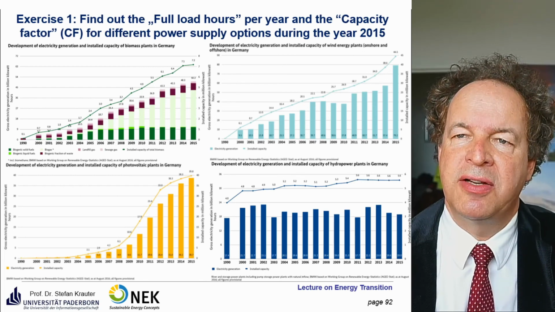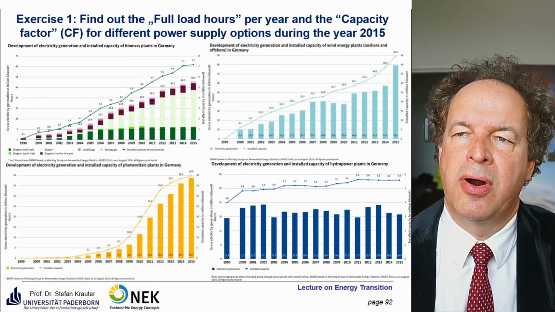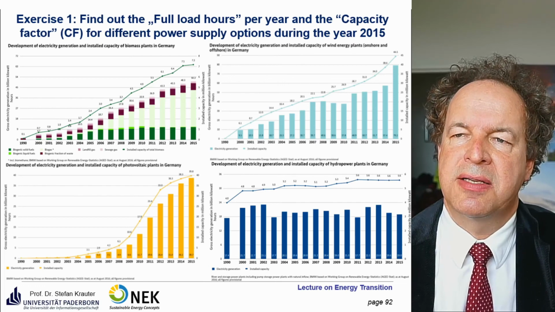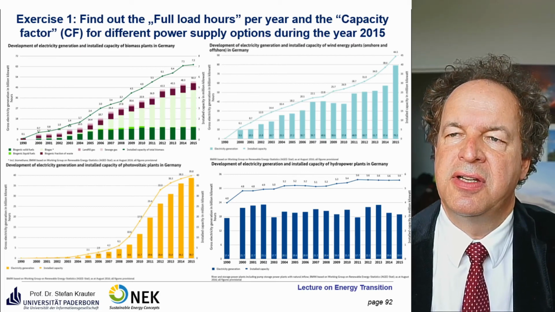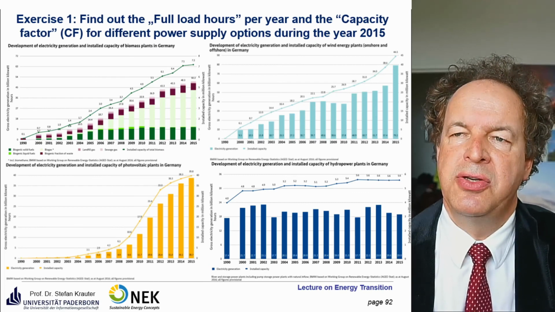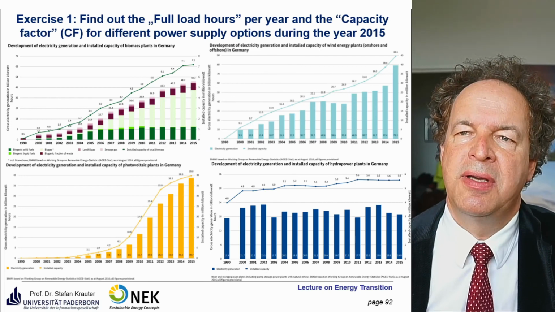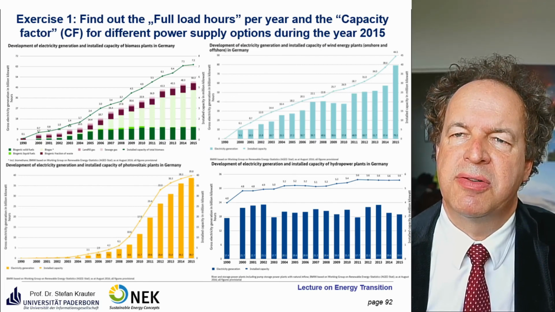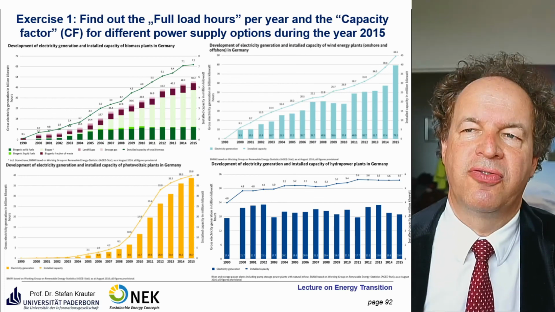You will find out they are quite different. For example, hydropower is utilized quite well. Wind power, also still quite good. Photovoltaics, there are better places than Germany to install photovoltaics, so this will be in the vicinity of 10%. And biomass is utilized quite well, so the capacity factor will be in the vicinity of, I don't remember, about 30% or so, or 50%. That's your homework to find out.